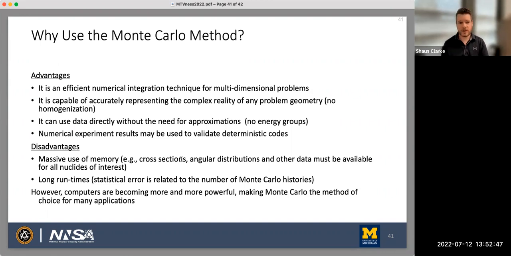So for that reason, it can be considered more accurate. However, because it's using pointwise data, you need a lot of data, number one, and a lot of trials, number two. So it is expensive in that sense. Long run times and large memory use make it much slower than other deterministic approaches. However, what you lose in time, you often gain in accuracy. So with that, I'd love to stop and answer any questions that folks may have.